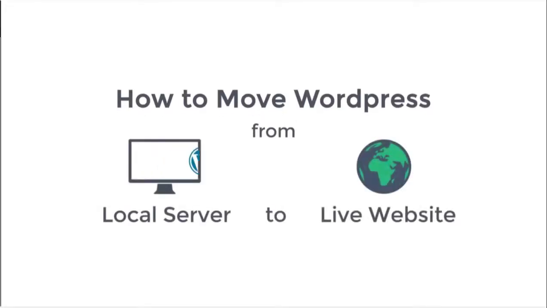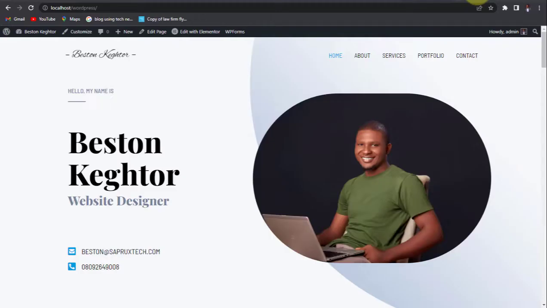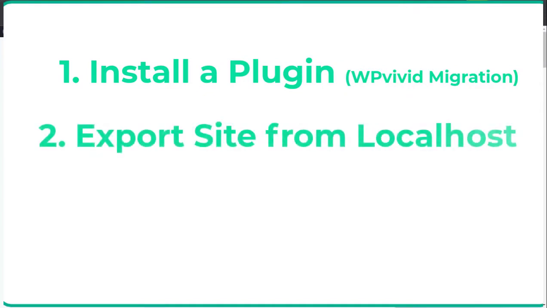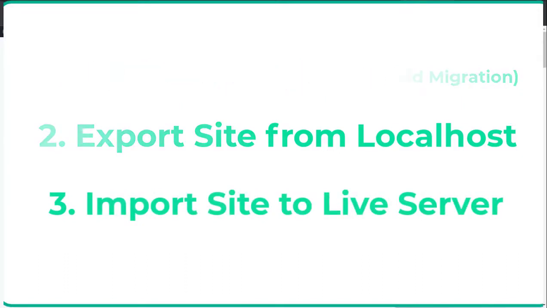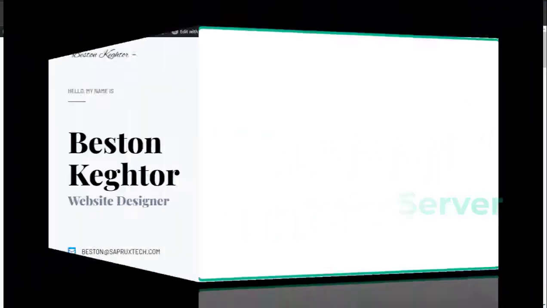Alright, so I'm going to teach you this in three steps. First thing you need to do is to install a plugin. You're going to install this plugin on your localhost and on your live server. The second thing is you're going to export your website from your local server. And then the third thing is to import it on your live server on the internet. Alright, so I will now go ahead and show you my website on the localhost.